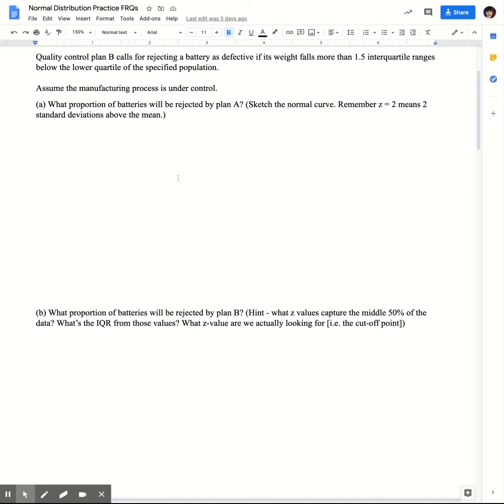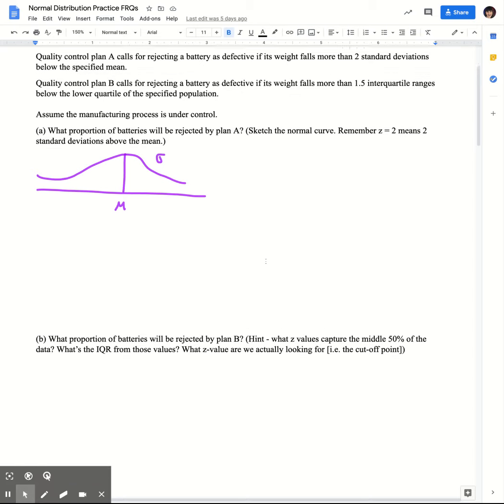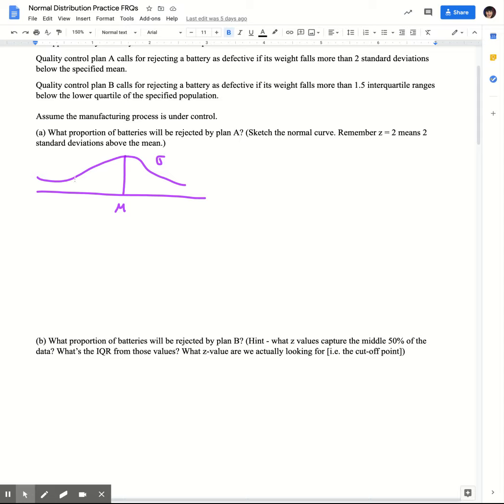Right? So part A says, what proportion of batteries will be rejected with Plan A? I gave you a hint there, which was to sketch the normal curve, okay? They didn't tell us a mean or a standard deviation, but I'm still going to mark it here. So I have my mean and my standard deviation. And Plan A says that we will reject any battery if it falls more than 2 standard deviations below the mean. Okay, so here's my cutoff. I'm 2 standard deviations below here, and I'm going to reject all of this area here.